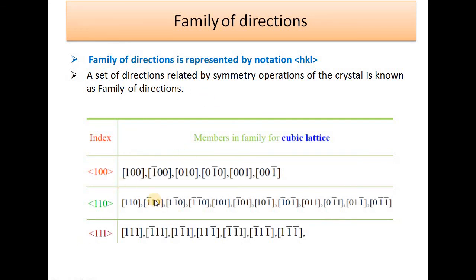Similarly, there are other examples here. A family of directions having Miller indices 1, 1, 0. A family of directions having Miller indices 1, 1, 1. In these, the order of Miller indices is changed and various signs of Miller indices are changed to get the various possible directions in this family of directions.